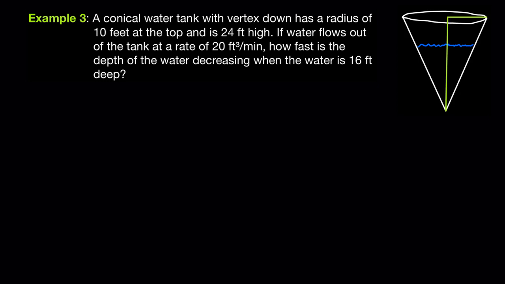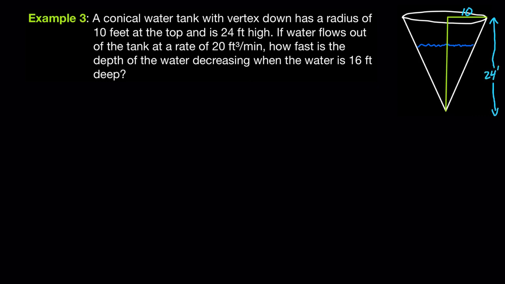All right, so the next problem is going to state here that a conical water tank with vertex down has a radius of 10 feet at the top. So 10 feet is the radius of the cone and is 24 feet high. So the height of the cone is 24 feet.